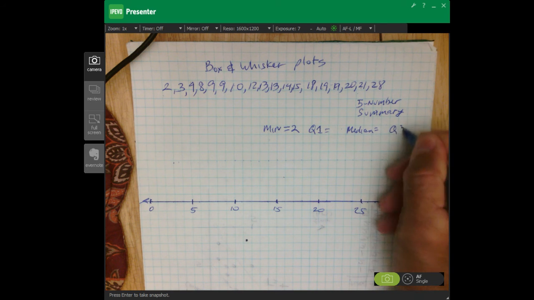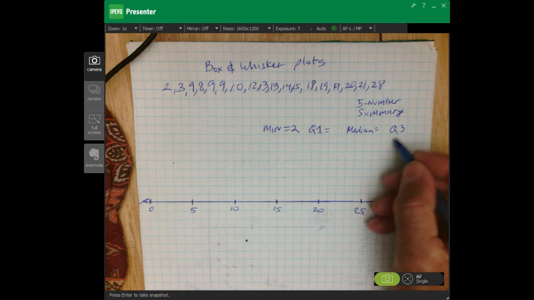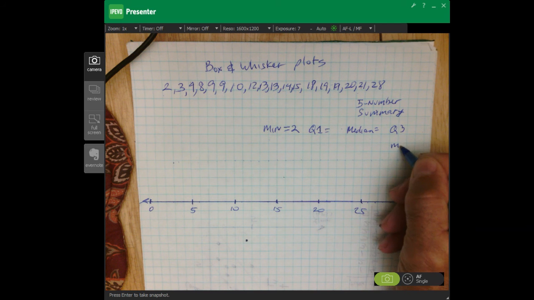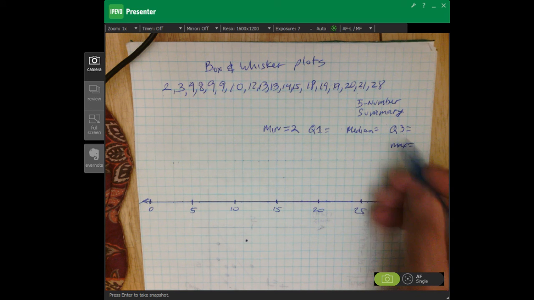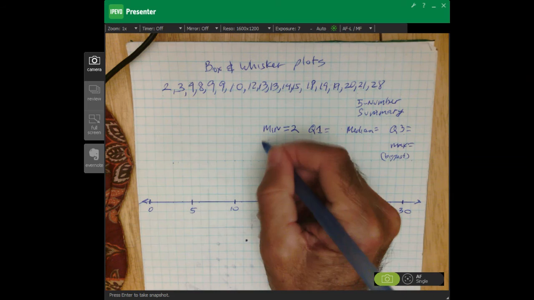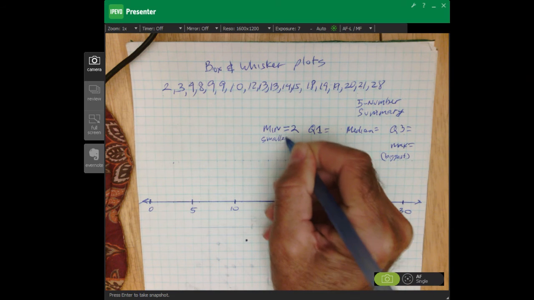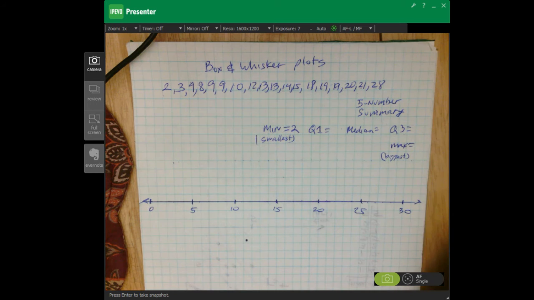Then Q3, and I didn't leave myself enough room, so I'll write the max. Now Q3 we'll find later also. We're going to find the max right now. The max just means maximum, biggest. That's your biggest. The minimum is the smallest. Those are the easiest ones to find.